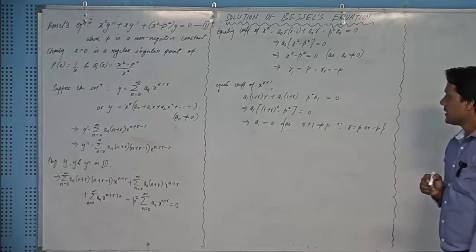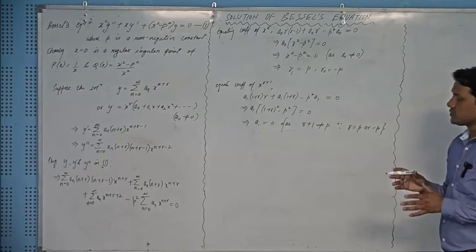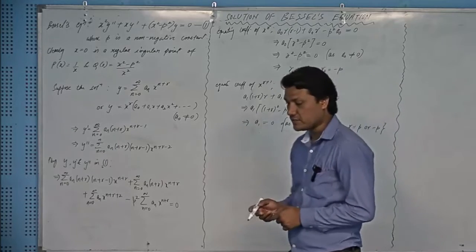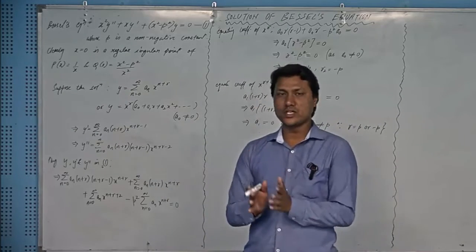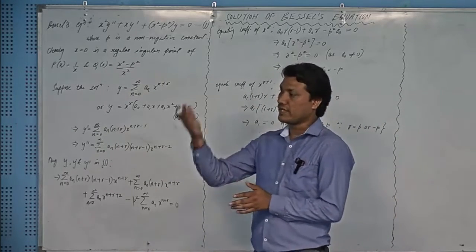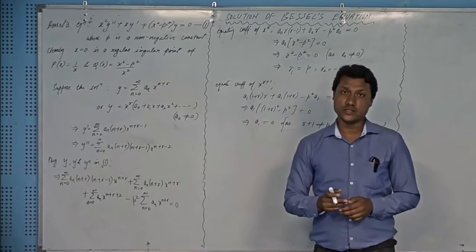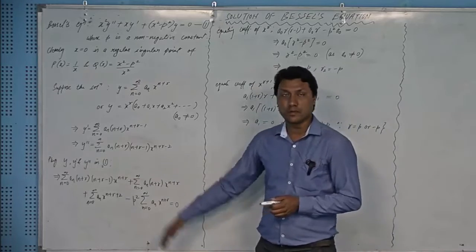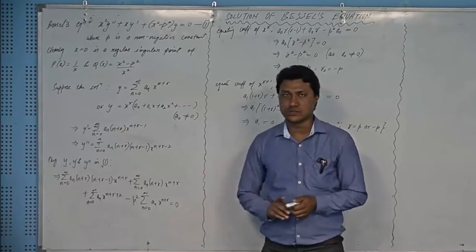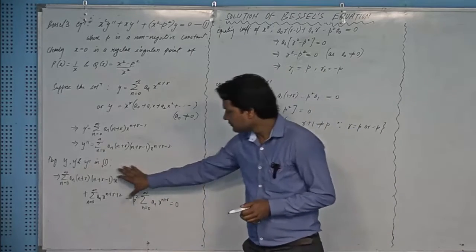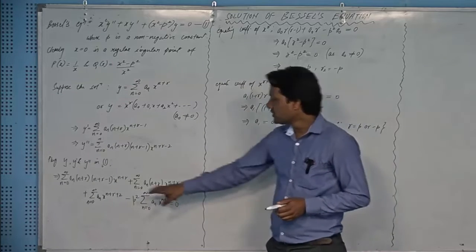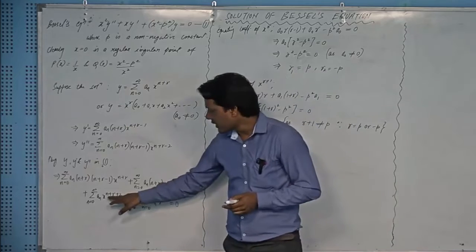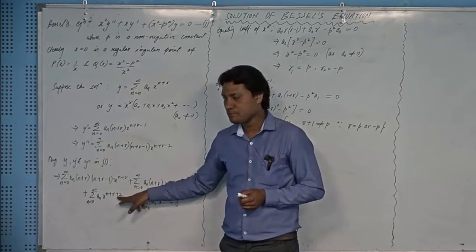Okay. Then what I will do is try to equate the highest visible powers of x, because I want to get the recurrence relation, and in order to find the higher coefficients a(n+1) and so on, you have to equate the highest visible powers of x from this equation, right? If we see this equation, there are 4 summations, and the highest visible power of x is x to the power n plus r plus 2, right?